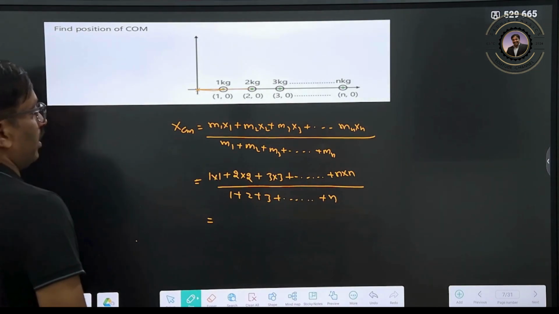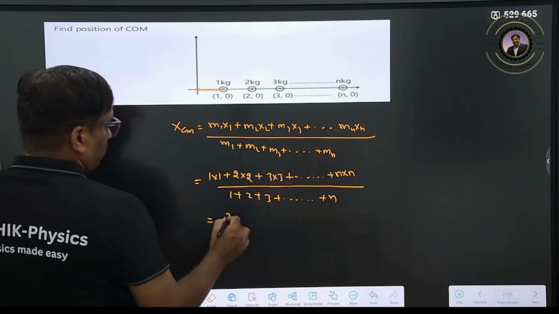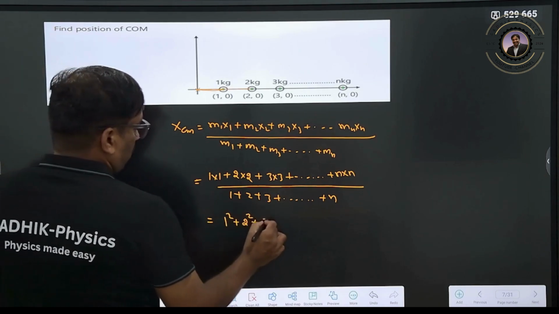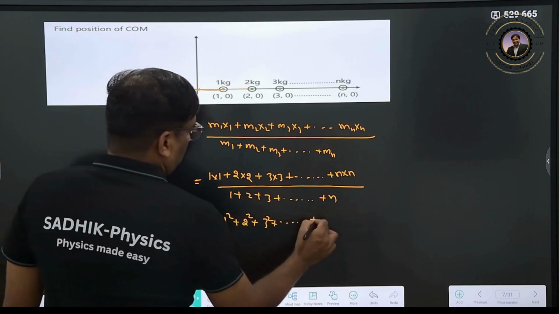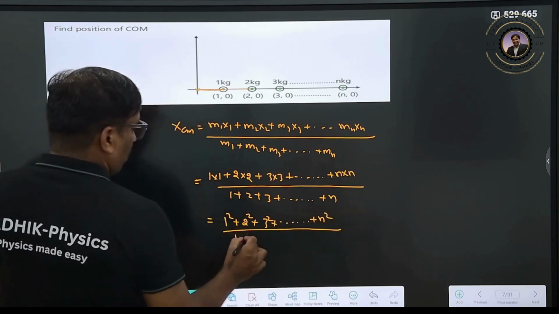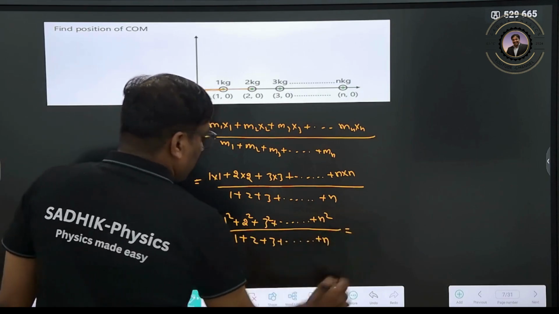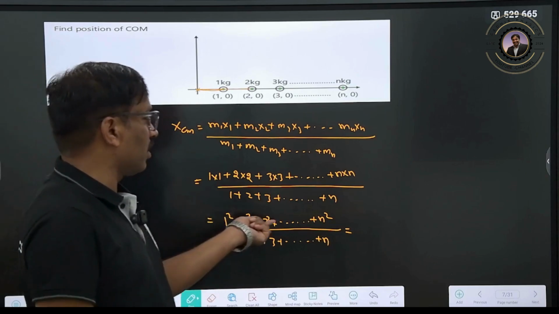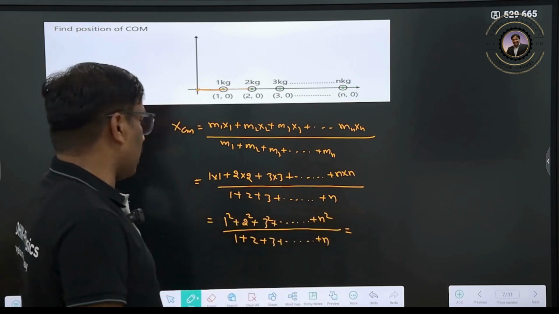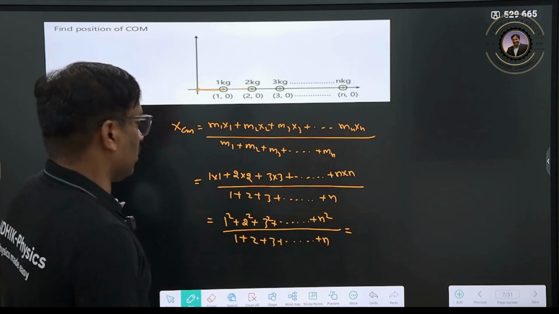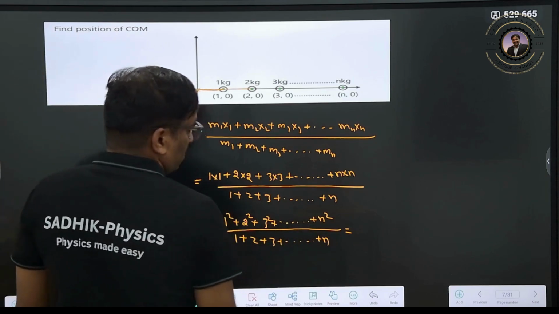Therefore, here what you will get now? 1 square plus 2 square plus 3 square, and so on, plus n square, divided by 1 plus 2 plus 3 and so on plus n. Clear? This is the sum of your square terms, and this is the sum of your n terms.